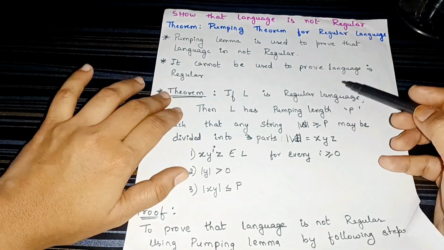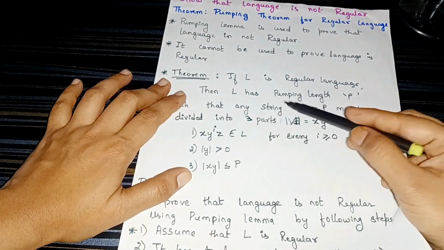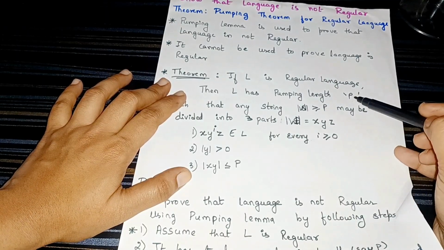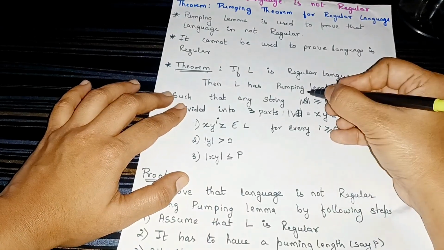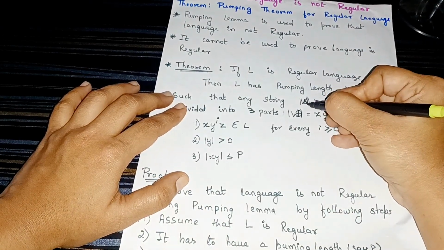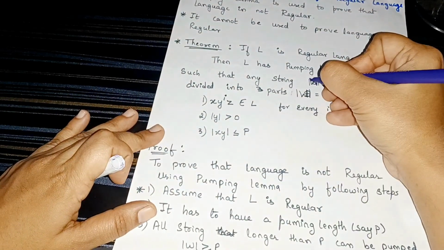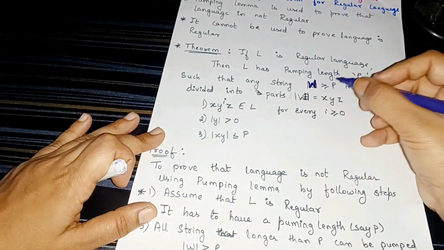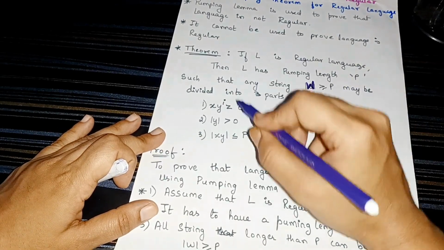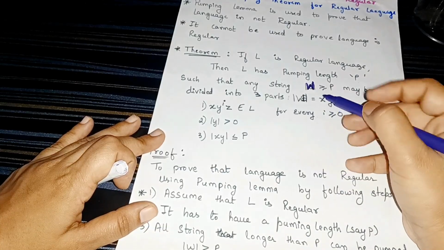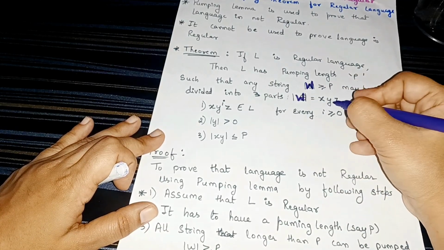Then the theorem: if a language is a regular language, then the language has a pumping length p, or n, we can say, such that any string W in the language with length greater than or equal to the pumping length may be divided into three parts. That is, our W string, whatever we select, can be divided into X, Y, Z.